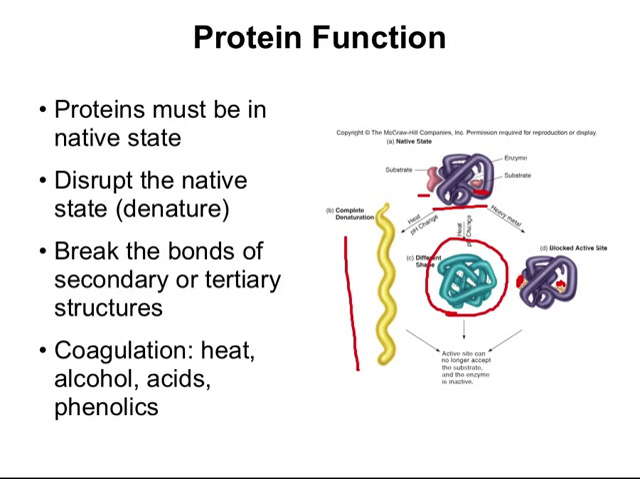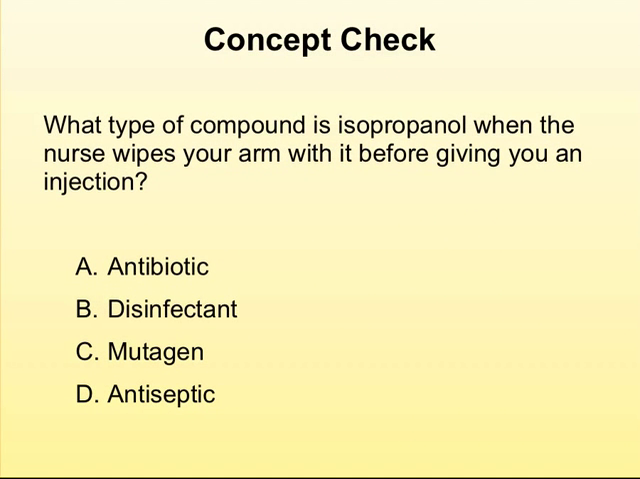So that brings us to the end of this section. Before we move on to the next section, though, let's have a quick concept check. What type of compound is isopropanol when a nurse uses it to wipe your arm before giving you an injection? You don't have to understand what isopropanol is, but the usage here should tell you what type of compound it is. Is it antibiotic, disinfectant, a mutagen, or an antiseptic?